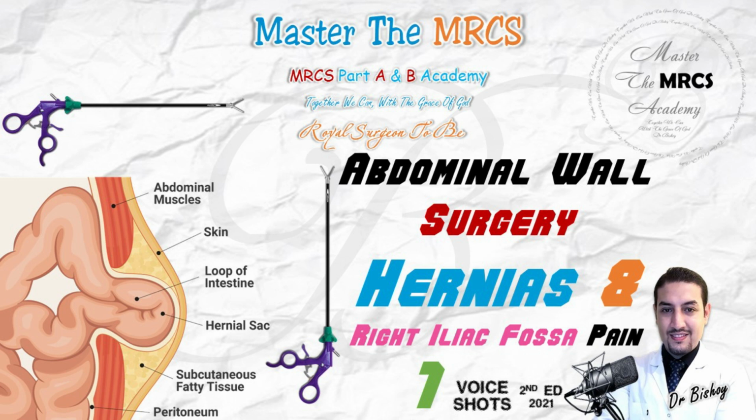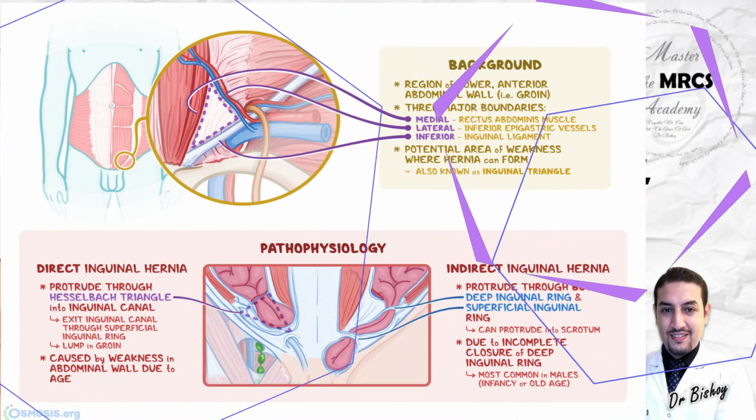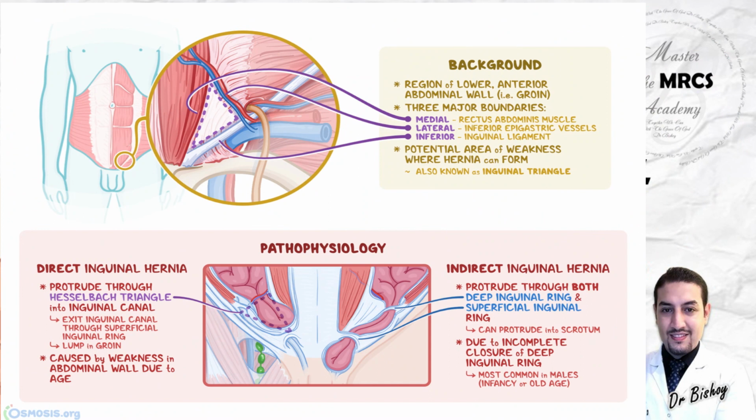Let's continue together. So again, if you missed it, we are talking about the Hesselbach triangle, which is bounded by the rectus sheath and the epigastric vessel, as well as the inguinal ligament. Inside the Hesselbach triangle, you will find a direct hernia. Outside the Hesselbach triangle, you will find indirect hernia.